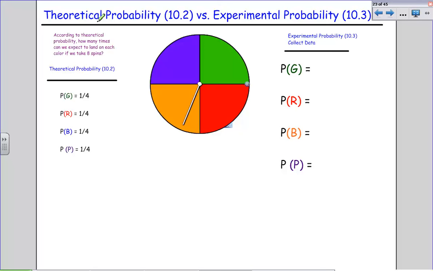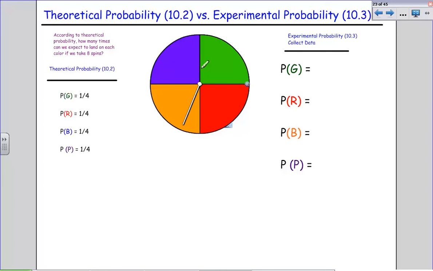In 10.2 we were talking about, like, if I had a spinner or if I was rolling a die. So according to theoretical probability, how many times can we expect to land on each color if we take 8 spins? If I take 8 spins, in a perfect world I would land on green 2 times because they're all equal. 2 out of 8 reduces down to 1/4. So the probability of landing on any one of these is all equal because they're equal spaces.